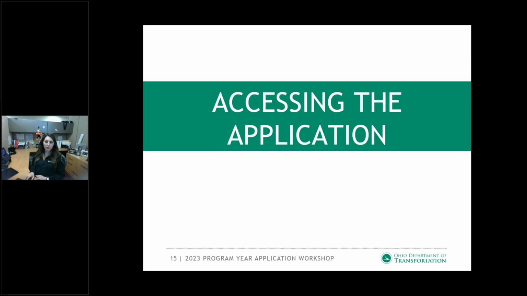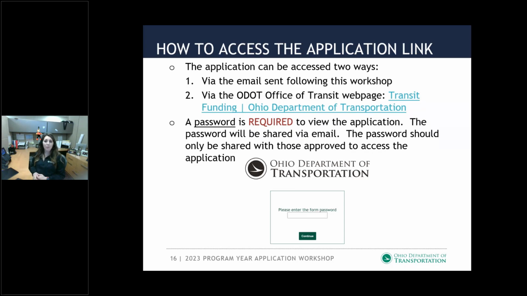So I want to first explain how you'll access the application. The application can be accessed two ways. You will receive an email following this workshop that has the link to the application. The application does require a password because it will also be published on our transit webpage, which I've included here. And this presentation will be a PDF, so that is a clickable link.